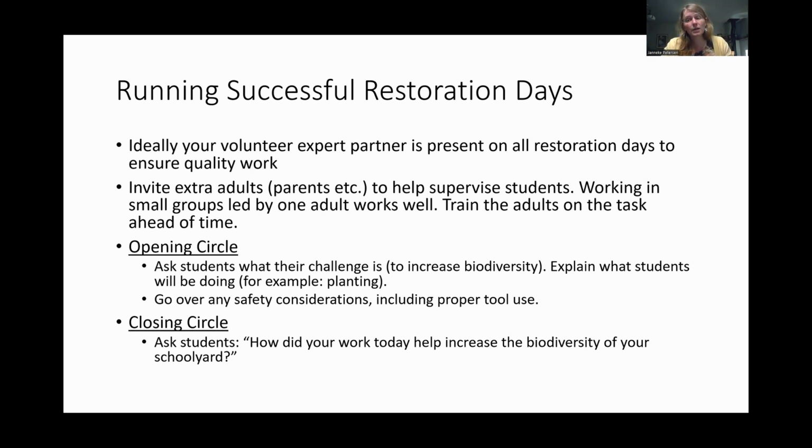And you want to train the adults on the restoration task ahead of time. So if you're planting, you want to give those adults a full demo and tutorial about how to plant a plant well. There is skill involved in planting plants, so that they can then teach their students. And then on top of that, you want to have your volunteer expert partner roving around and making sure that the quality is all good, because how a plant is planted can mean the difference between survival or not for that plant.